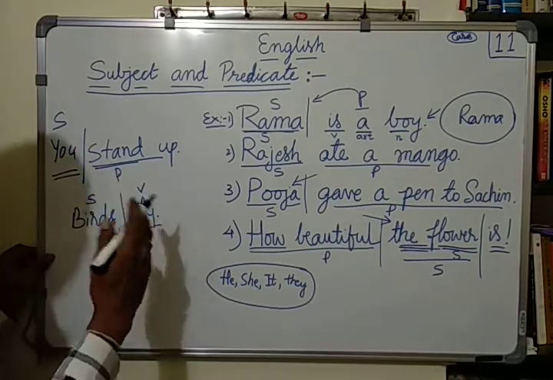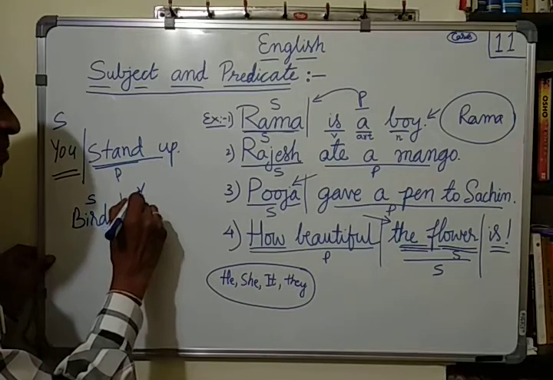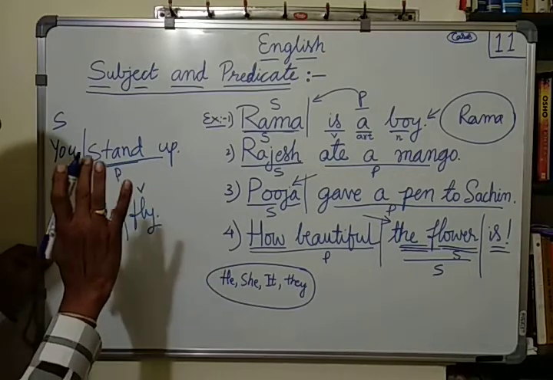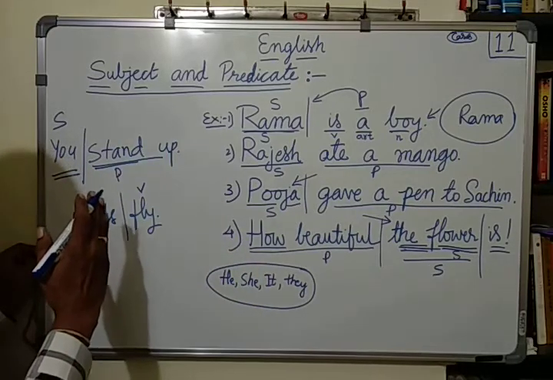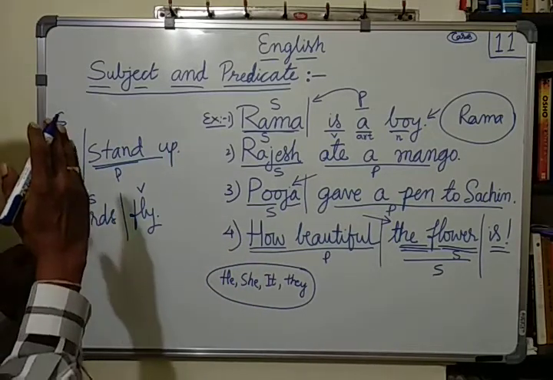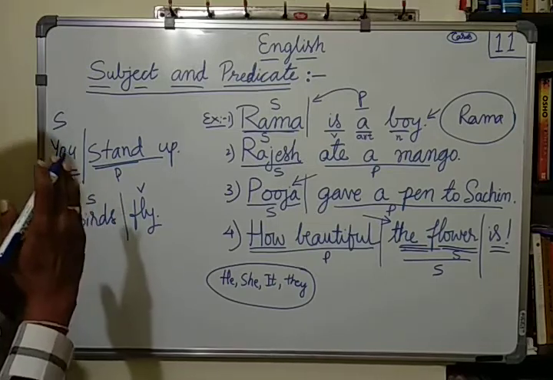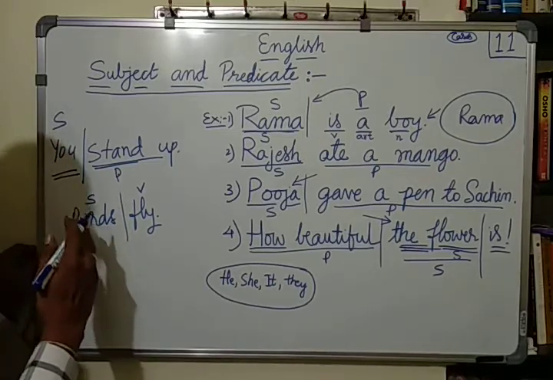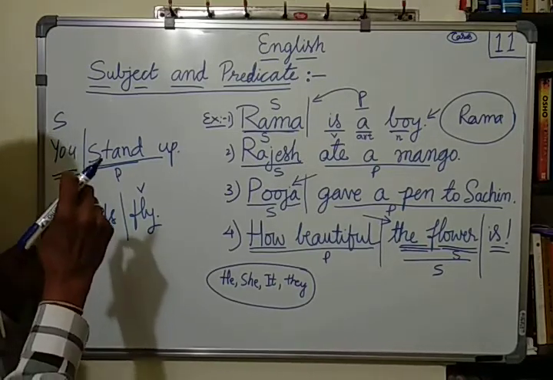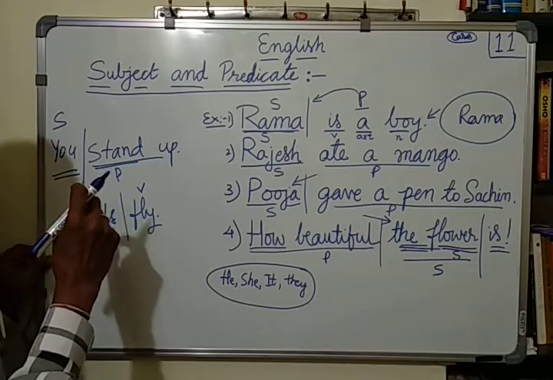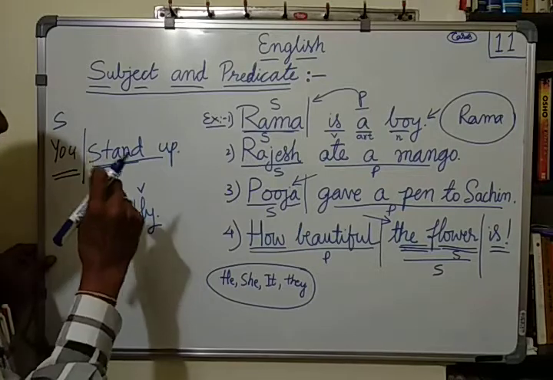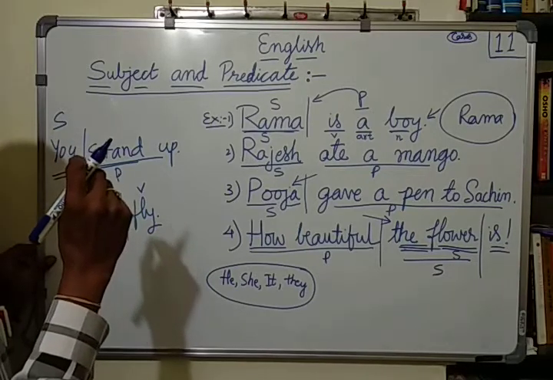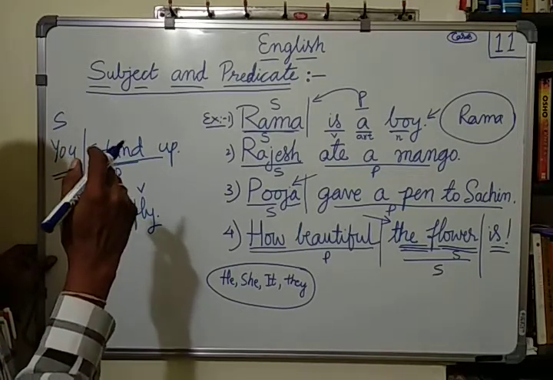Subject and verb. Normally, if there is a verb, that is the predicate. If there is a verb, that part of the sentence is a predicate. If there is a noun at the beginning, normally it is the subject. Whenever there is a noun or a pronoun, you can suspect it to be a subject. And whenever there is a verb, you can understand that it is a predicate.